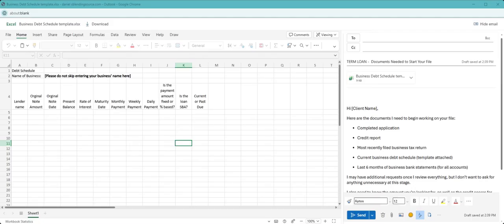Debt schedules are typically required for SBA loans, bank term loans, and larger lines of credit. If the deal is meaningful, a debt schedule will be requested. If your client doesn't have one prepared, you can help them build it. If it's incomplete or inaccurate, it's going to slow underwriting down.